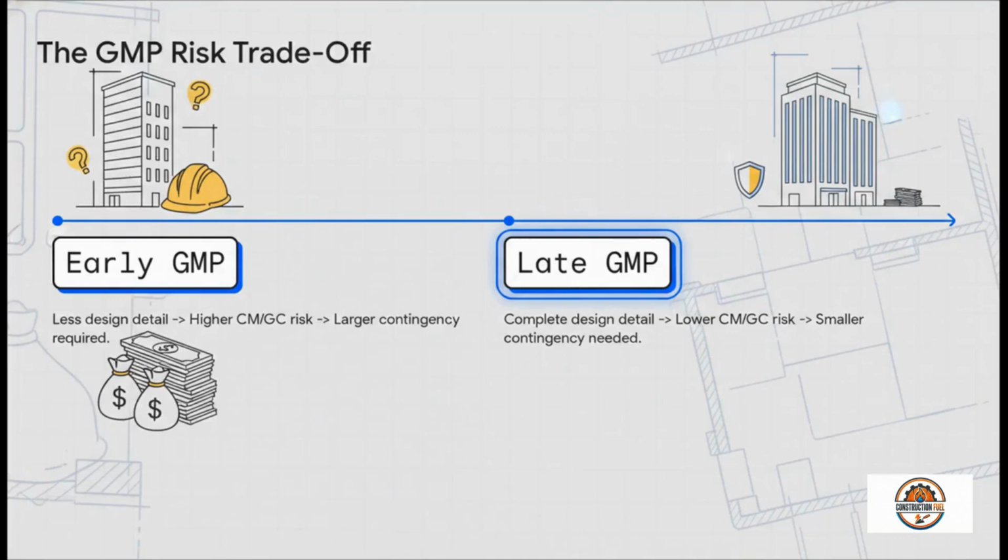This timeline here shows the strategic trade-off around the guaranteed maximum price, or GMP. If you set the GMP really early when there's less design detail, the contractor takes on more risk, and so they're going to need a larger contingency. But if you wait until the design is complete, the risk is much lower, and so is the contingency. Now, there's no single right answer here, but understanding this trade-off is absolutely critical for managing financial risk.